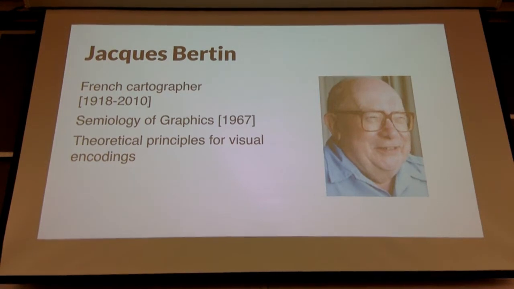This goes back to work by Jacques Bertin. If you study visualization as a field a little bit more, you will find a lot of work going back to his early writings, especially these formal thoughts about what things mean. He was a French cartographer, and he wrote the book Semiology of Graphics, which is one of the foundational textbooks of visualization. And he came up with these theoretical principles for visual encoding.